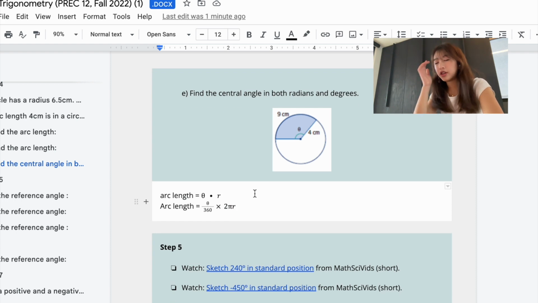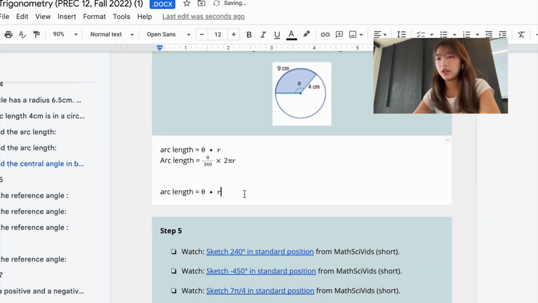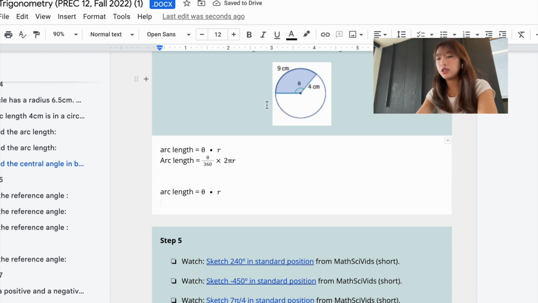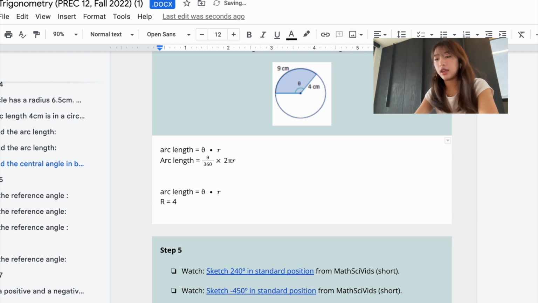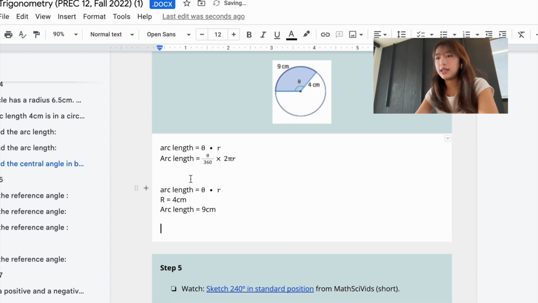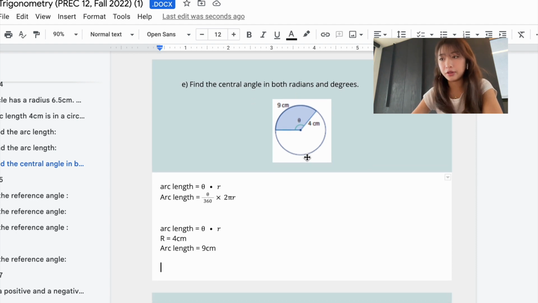Okay, so first we will solve for the central angle in radians. So we'll be using this first formula here. I'm just going to move it down to here and we can work on it. First we can find that the radius equals 4 and the arc length is 9, both in centimeters. Now we will just plug those numbers into the formula and solve for theta, which in this case is the central angle here in radians.